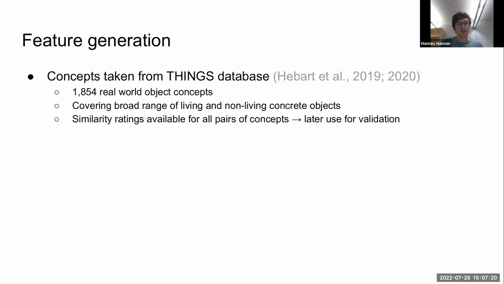To create a new feature norm, we chose the Things database of 1,854 real-world object concepts, covering a broad range of living and non-living concrete objects. The database is complemented by similarity ratings for all concept pairs, which we later use for external validation.